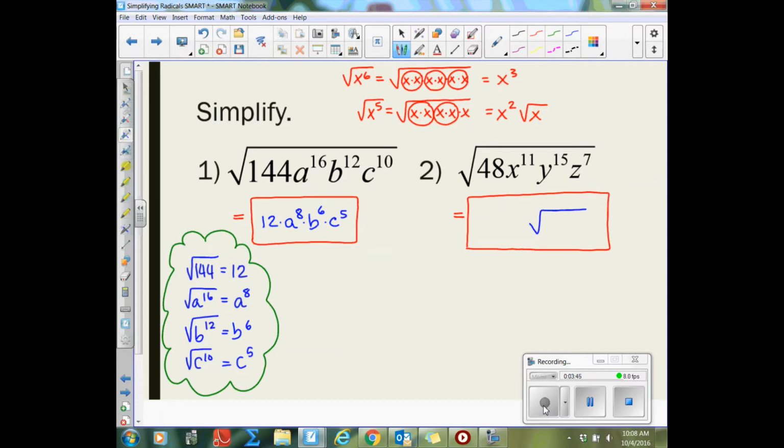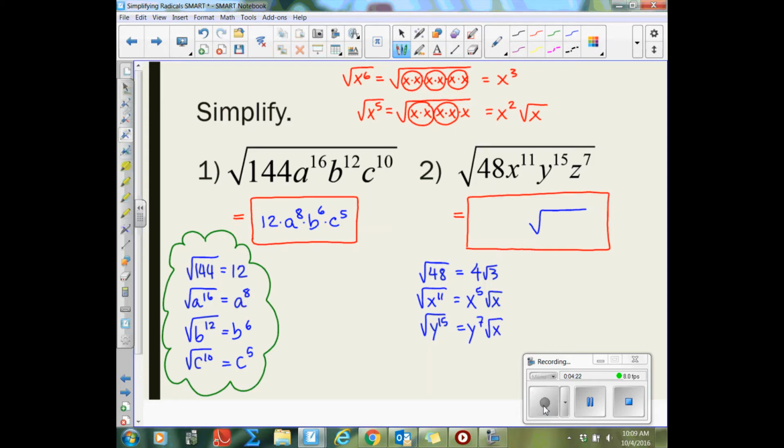And again, the thought process is, what's the square root of 48? 48 is 16 times 3, so square root of 16, square root of 3. Square root of x to the 11th: 11 divided by 2 is 5, remainder 1. 15 factors of y. How many pairs? 15 divided by 2 is 7, remainder 1.